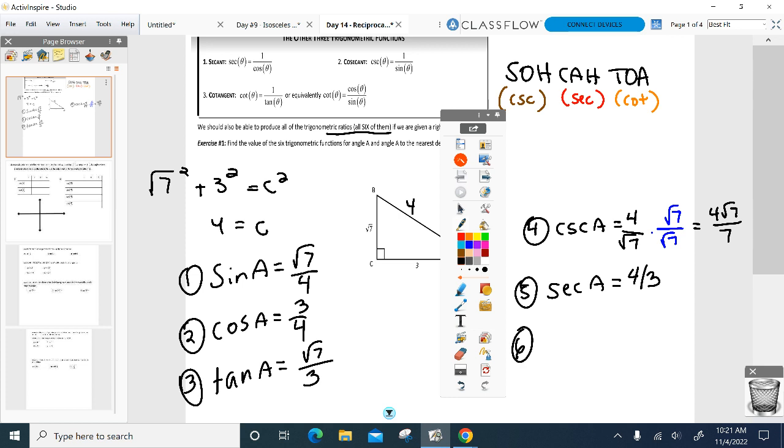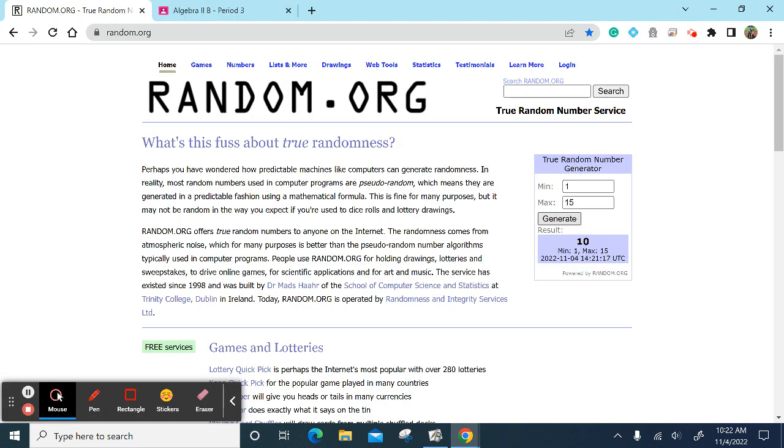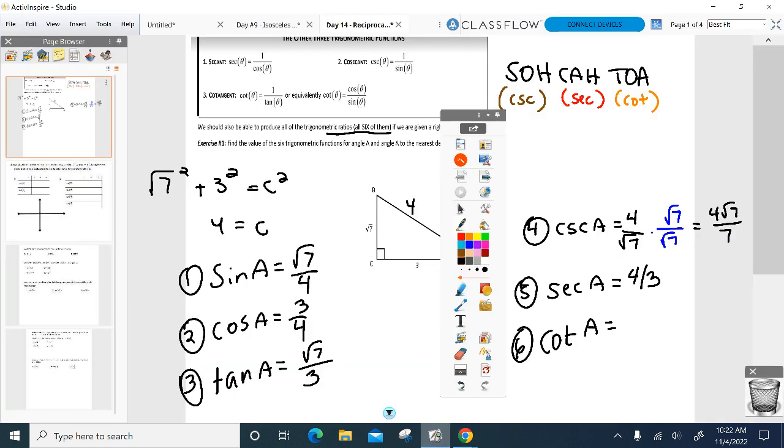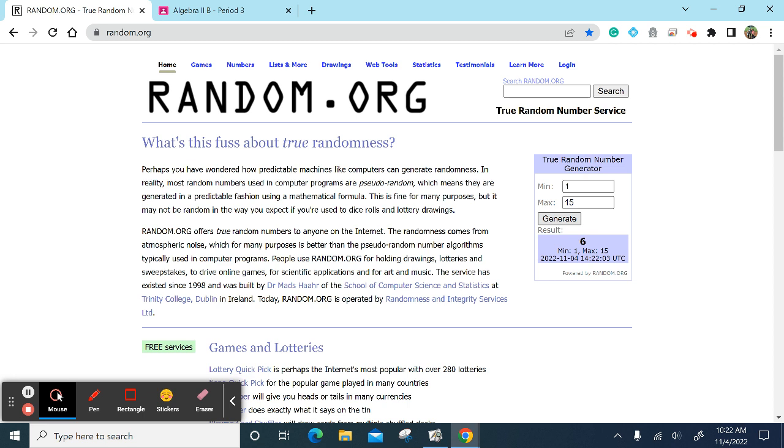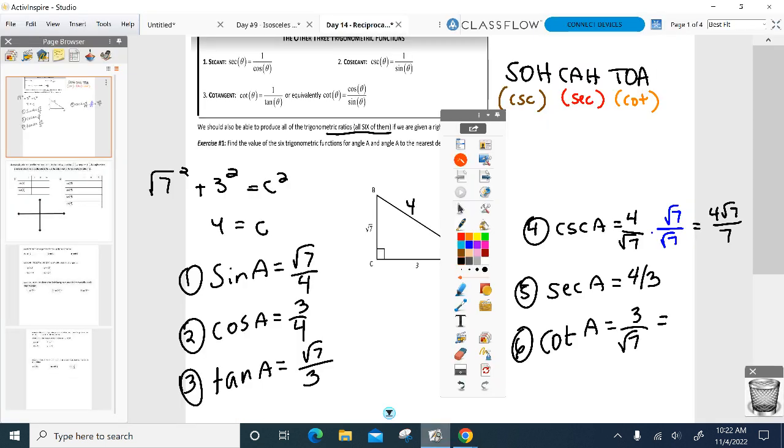Okay. And then our last new one is cotangent A. Right now it's 3 over radical 7, but we're going to take care of that, right? We're going to be better than 3 over radical 7. Let me know what that changes into. 3 radical 7 over 7.